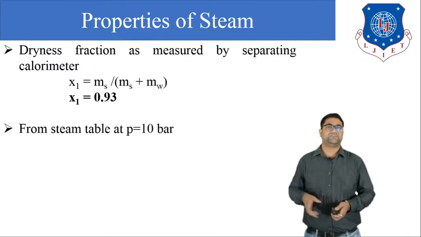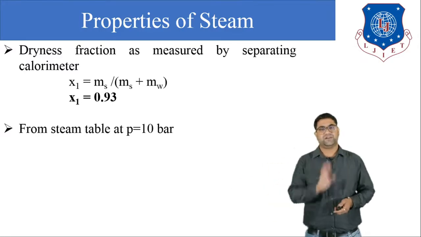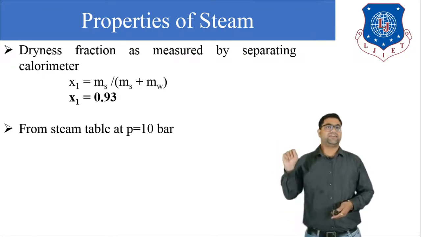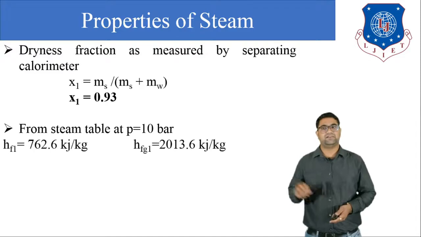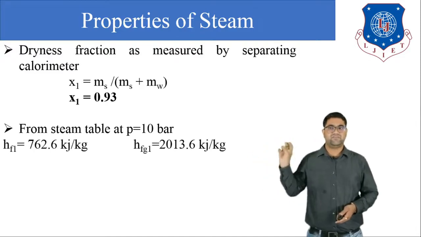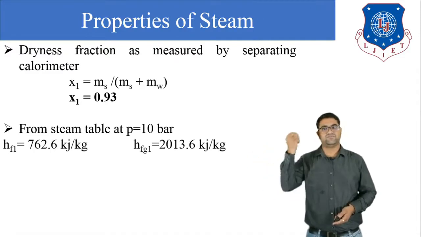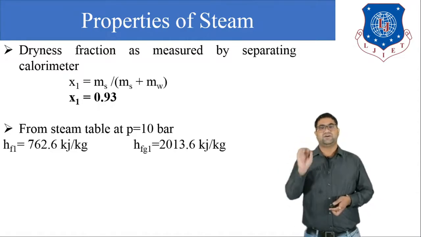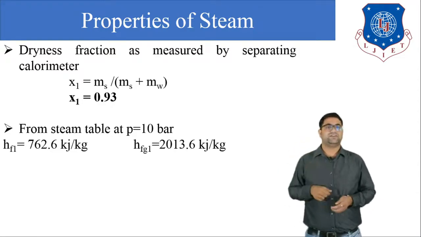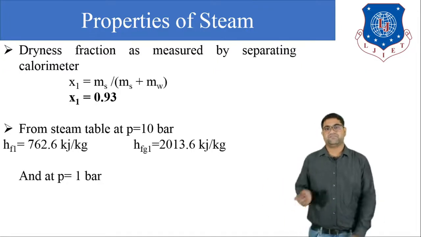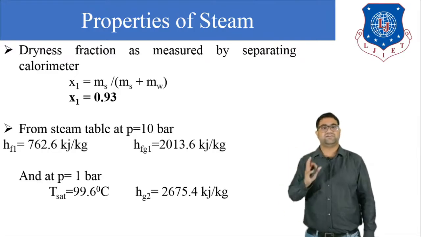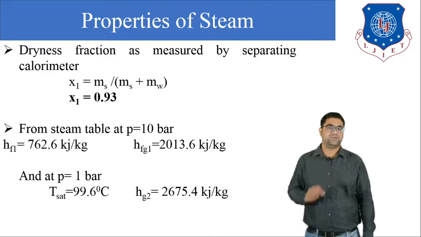Now second, we have to measure the dryness fraction for the superheated condition, or for the throttling calorimeter. So from the steam table we can write at pressure P equals 10 bar, hf1 is 762.6 kilojoule per kilogram, hfg1 is 2013.6 kilojoule per kilogram. Next, at pressure 1 bar we can write T saturated 99.6 degrees Celsius and hg2 is 2675.4 kilojoule per kilogram.